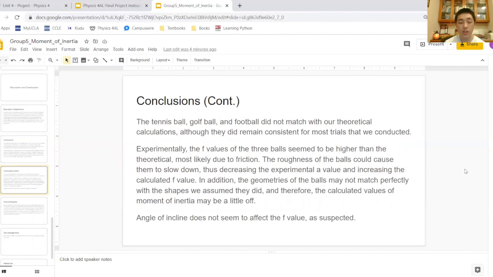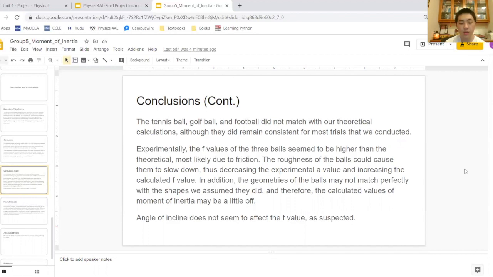Now for the 3 sports balls, in each of the 3 cases, the sports balls seem to have higher moments of inertia than the theoretical. So we explain this by saying because of friction and air resistance, the calculated A value, the acceleration, was slower than it should have been. And because of that, the calculated F value was also higher than it should have been. And in addition, the geometries of the balls may not match perfectly with what we modeled them with, and thus the moments of inertia may also be off because of that.